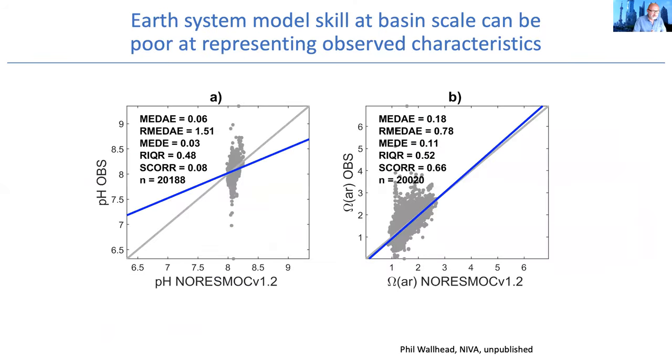If we go further, I do have to admit this is unpublished work as yet, soon to be submitted. Yes, in the open ocean and away from coastal or local, not say anomalies, but features, you do get reasonably good agreement. But at the coastal scale, or sometimes where major services are provided, there is a large disagreement between the observed pH values and the pH from an Earth system model.